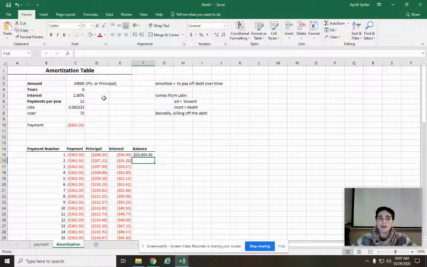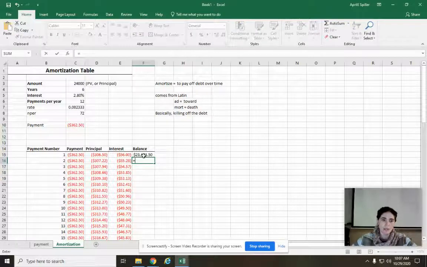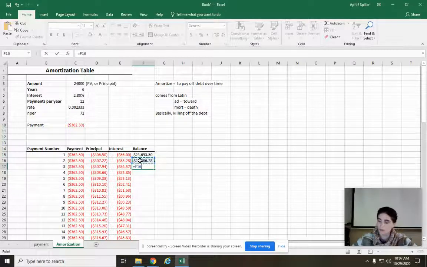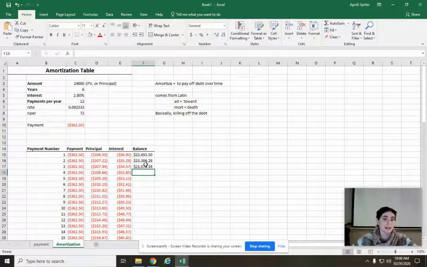But after month one, we're not paying on the original anymore, right? We're paying on what we owe, not what we started out owing. So after that, we're going to go equals. And we're going to click, like this is what we owe now. So we're going to click on that, plus, and we're going to click on month two principal. Enter. So see, it went down. So instead of $23,693.50, now we owe $23,386.28. So now we're going to go equals. So our new balance is going to be what we owe in month two plus what we paid in month three. So it goes down again.